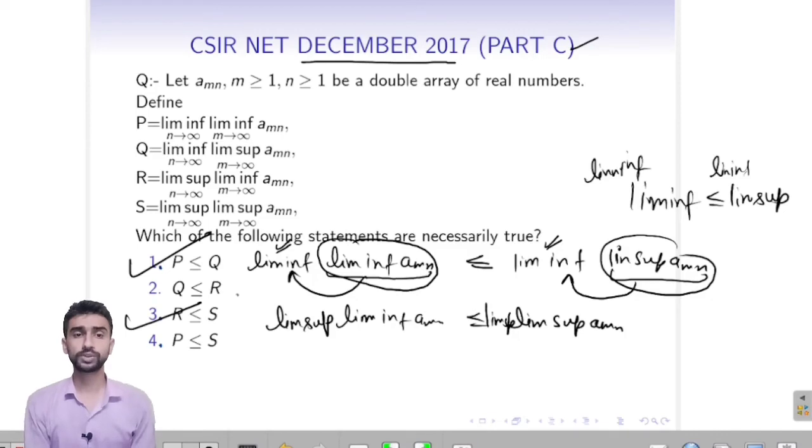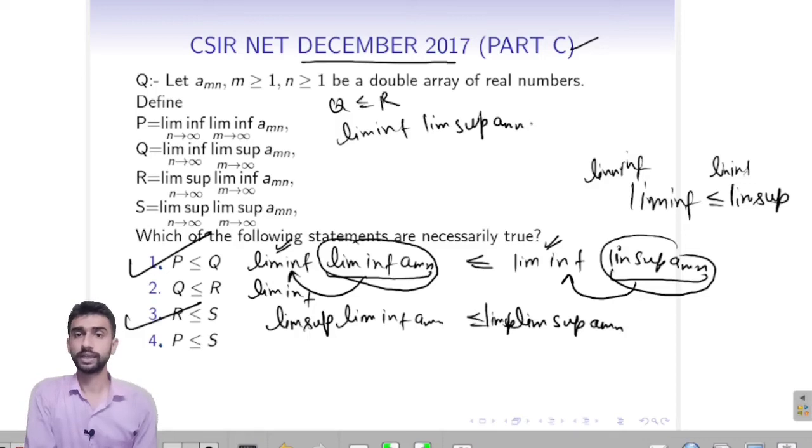Now what about option 2? I am doing option 2 here. It says Q is less than or equal to R, which means the LimInf of LimSup of a_mn should be less than or equal to the LimSup of LimInf of a_mn.